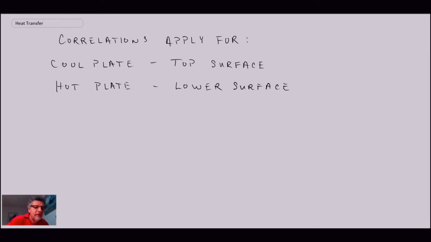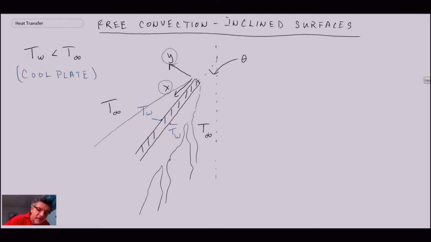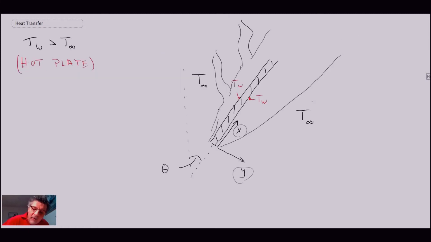So the correlations that we've seen thus far will apply, and this is for the constant temperature plate. For the cool plate, it will work only for the upper surface, so okay, and then down here not okay in terms of the correlation. And for the heated plate, the correlation here would be okay, and then up here not okay. So just keep that in mind.